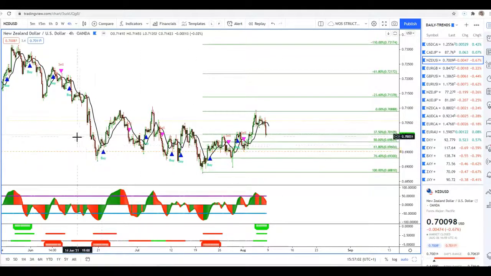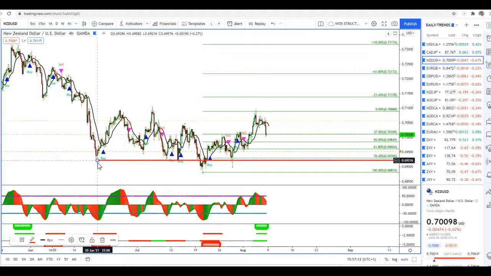Looking for a momentum low. There's no momentum low here. The last momentum low is this one, so I'll note that one down. We have a momentum high here, and we have a momentum high here. Momentum high to be bought.